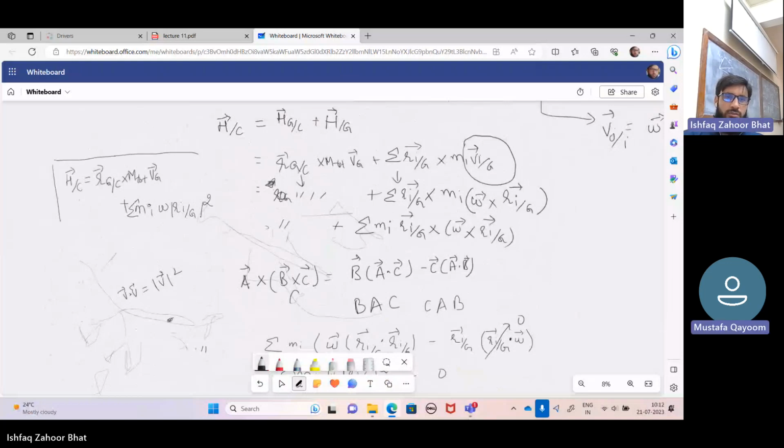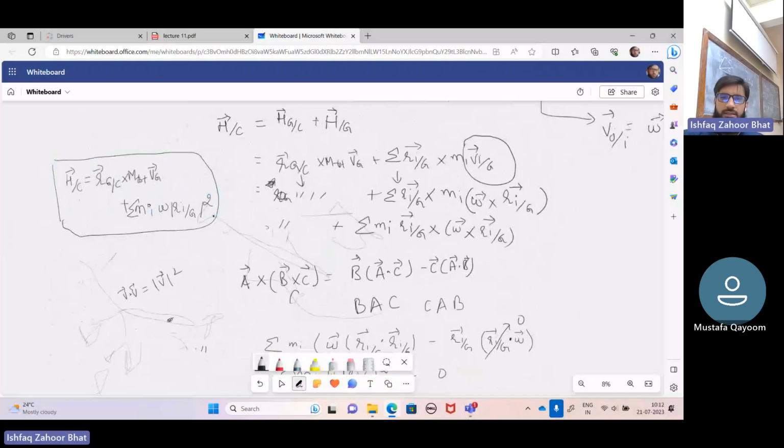I think you are remembering this equation, and you were trying to calculate the angular momentum of some mass. You calculate the angular momentum of that thing with respect to something, and then you are calculating the angular momentum with respect to the center of mass. This is what this equation also shows.